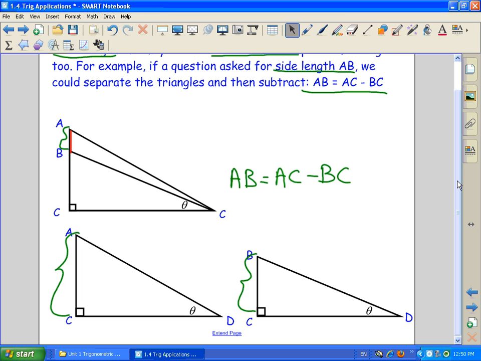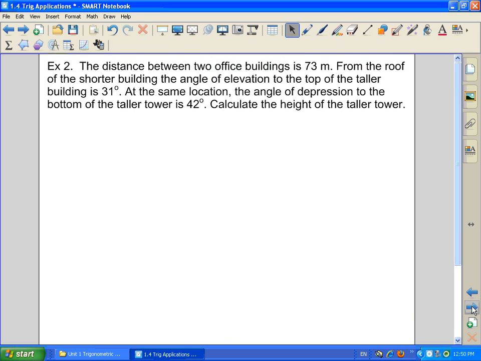Let's try to apply that to our last word problem of the day, which is example 2. Example 2: the distance between two office buildings is 73 meters. From the top of the shorter building, so there's one shorter building, the angle of elevation to the top of the taller building is 31 degrees. So let's start with that. Maybe you do your diagram before you do your let statement.